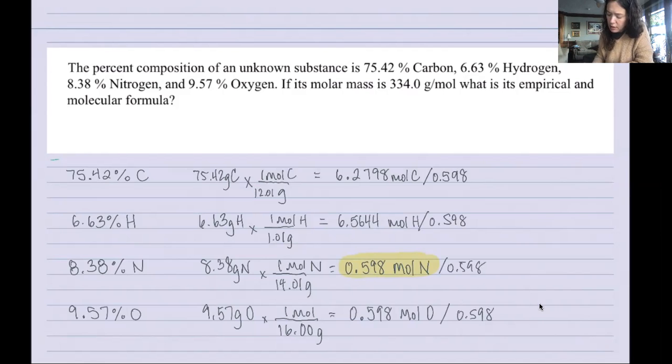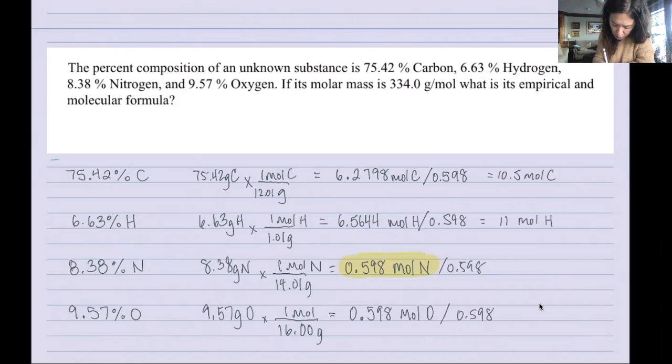So the 6.2798 divided by 0.598, the first one, I see 10.5 moles of carbon. The 6.5644 divided by 0.598, I see 10.9. I'm going to give that 11 moles of hydrogen.